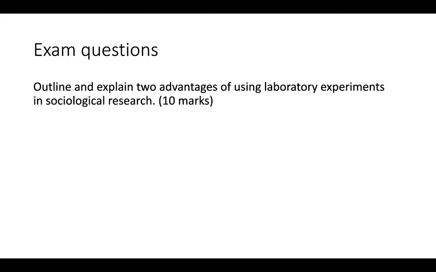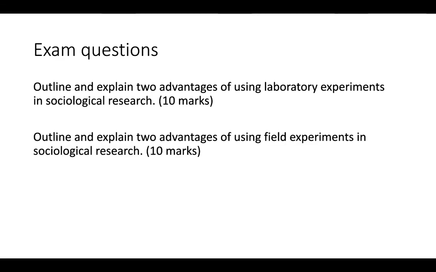Okay, exam questions, paper 1 or paper 3. Outline and explain 2 advantages of using lab experiments in sociological research. You can obviously just replace lab with field. You can replace advantages with disadvantages. So as you see there, you can just simply exchange for those two words.